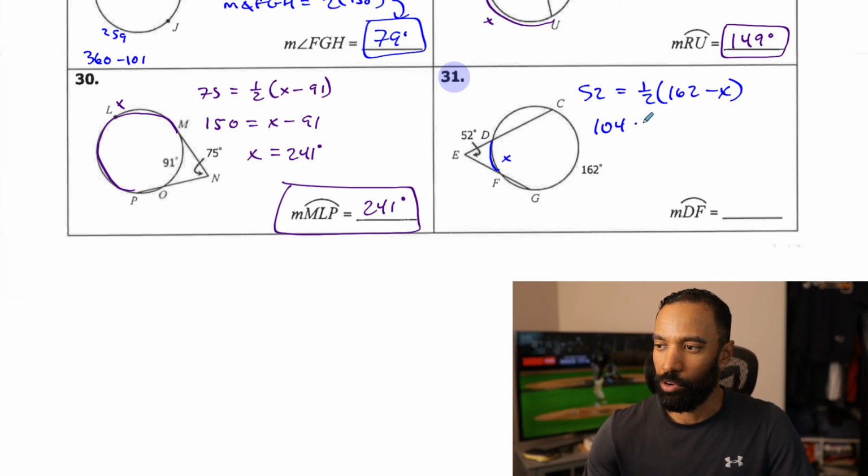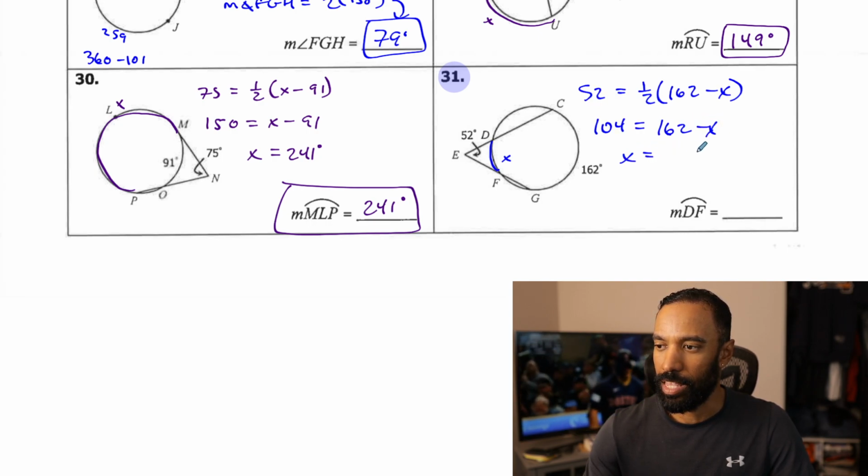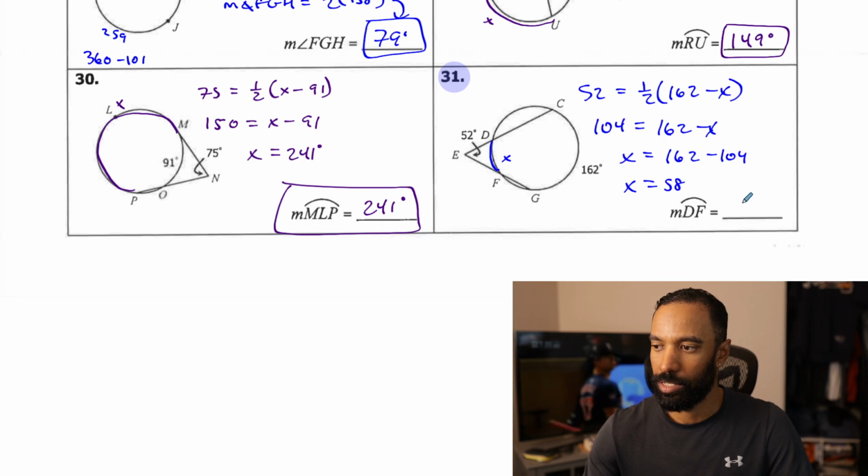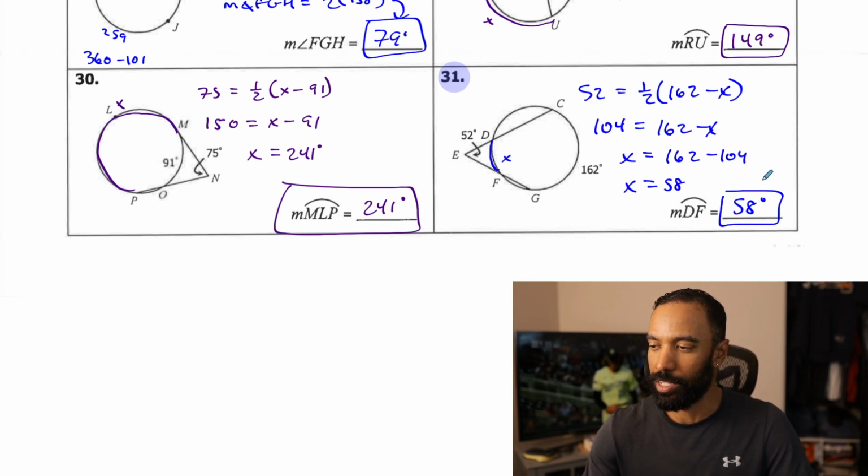Multiply by 2, you get 104 equals 162 minus x. I'm going to add x to both sides, and then we subtract 104 from both sides. And that x will be 58. So 58 degrees for the measure of arc DF.